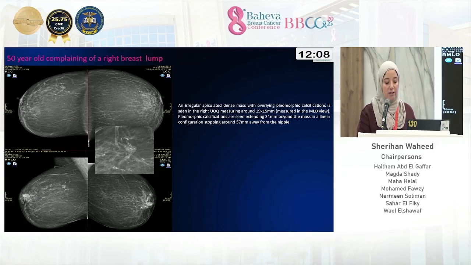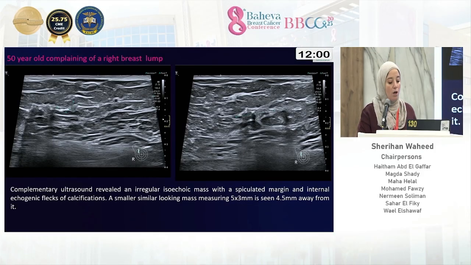The calcifications are seen extending 31 millimeters beyond the mass in a linear configuration and stopping 57 millimeters away from the nipple. On ultrasound, we have an irregular isoechoic mass with a spiculated margin and internal fleck of calcifications with a similar lesion seen nearby.